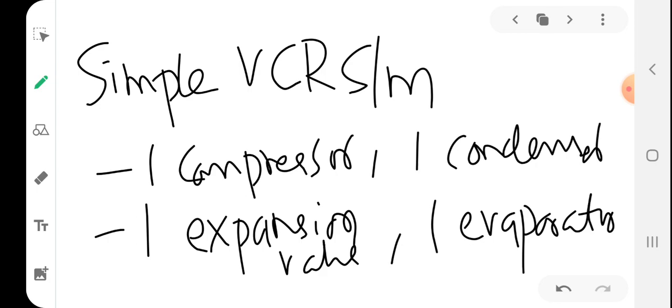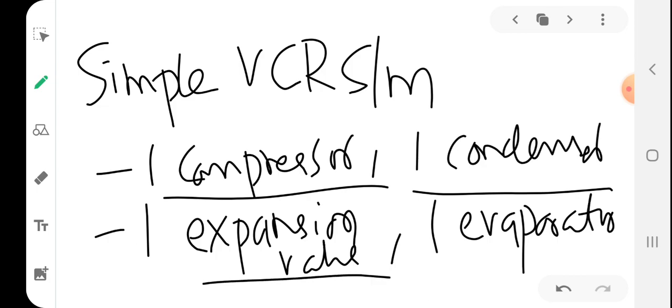So in a simple VCR system, the low pressure vapor refrigerant from the evaporator is compressed in a single compressor, in a single stage, and delivered to the condenser at a higher pressure, and from the condenser it goes to an expansion valve, where the refrigerant is expanded to its liquid form, and it is now fed to a single evaporator only.